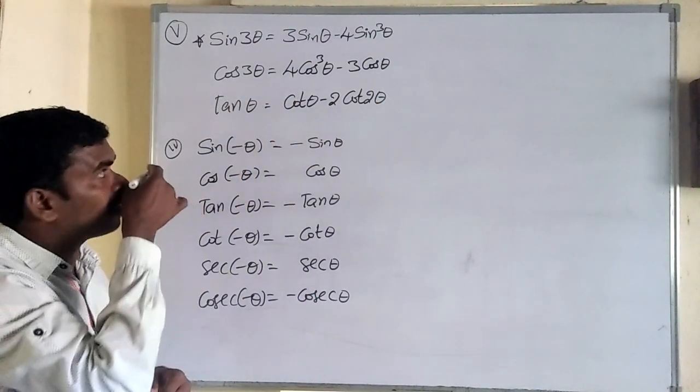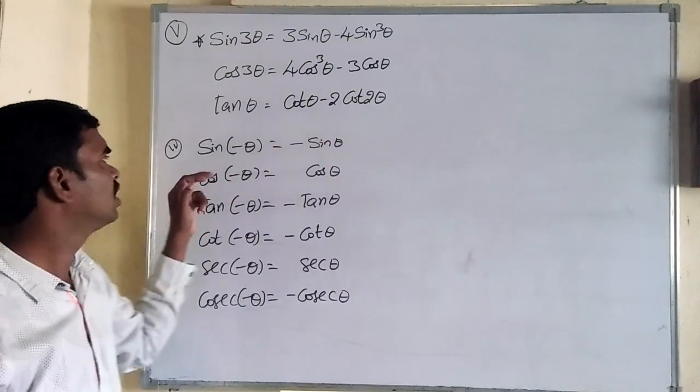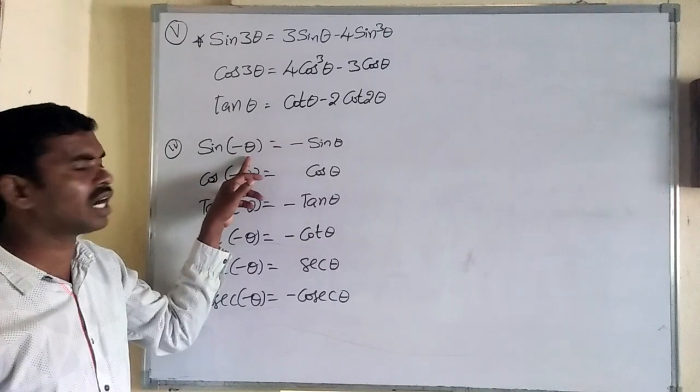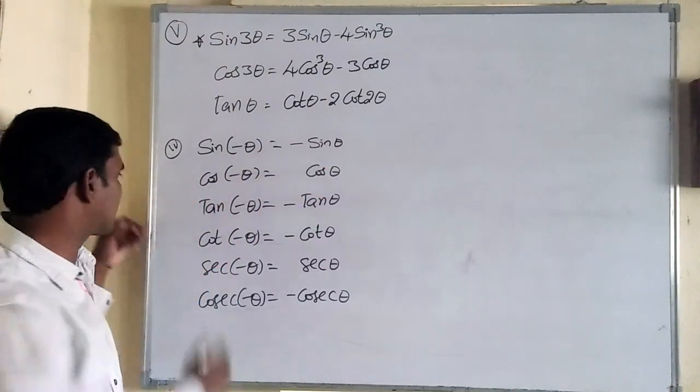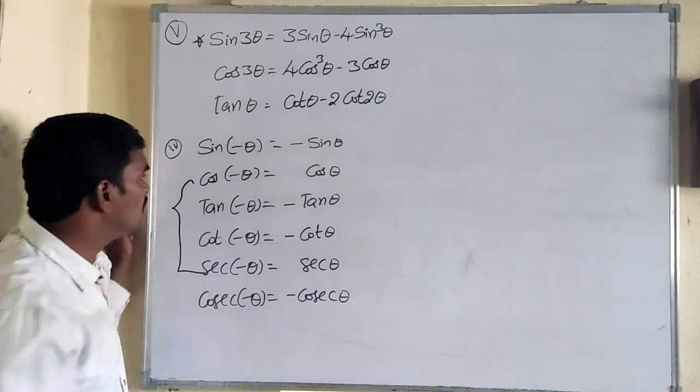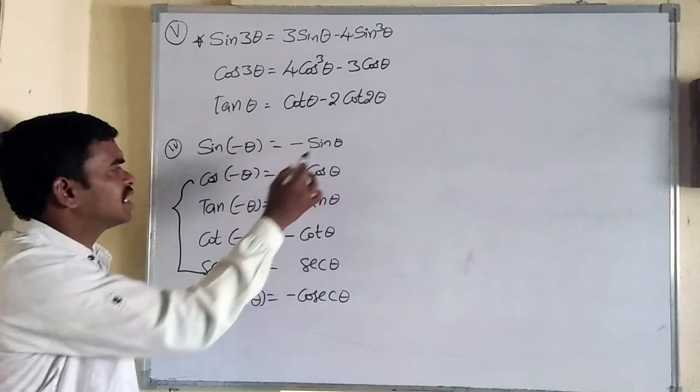Okay, now we can observe, in observing the problem only we can say this formula also. Next, sin of minus theta is equal to minus sin theta. Only cos and sec, remaining all negatives.